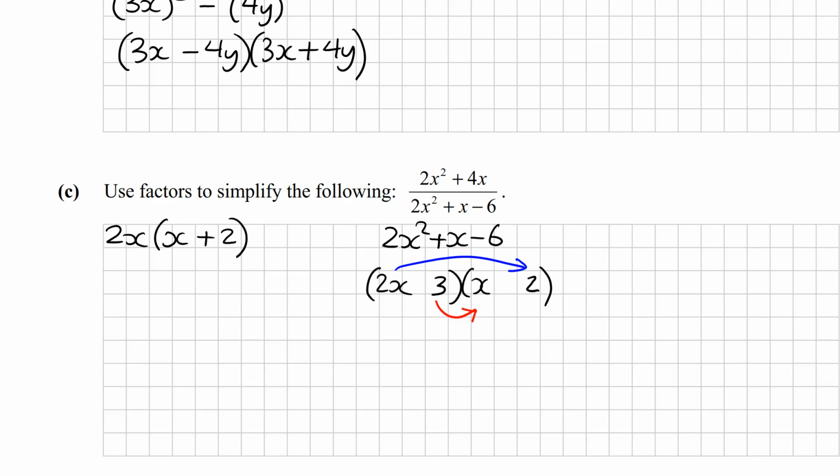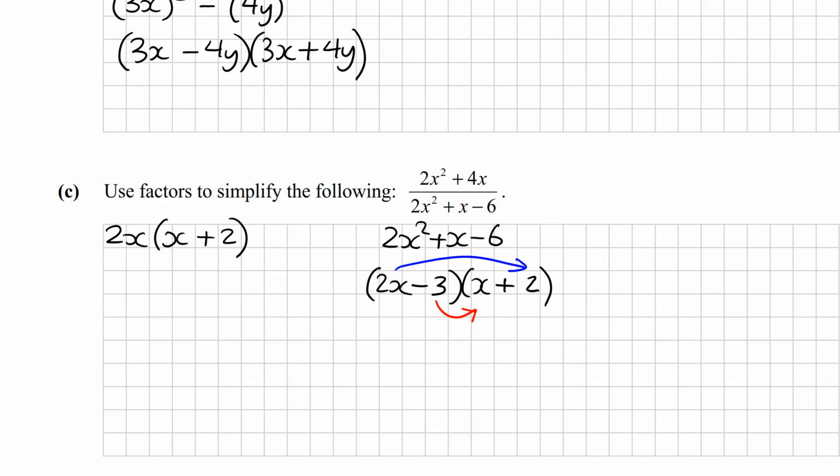And what about my inside? 3x. And what do I want overall? I want a plus x in the middle. So what does that mean? I want a plus on this one and I need a minus on that one. Okay, would you be happy with that? Because the blue arrow is going to give me plus 2x, the red arrow is going to give me minus 3x, which is going to give me x overall. And minus 3 by plus 2 is going to give me minus 6.